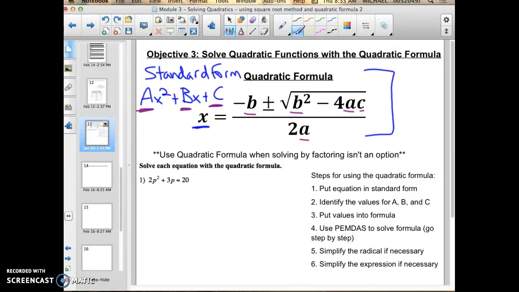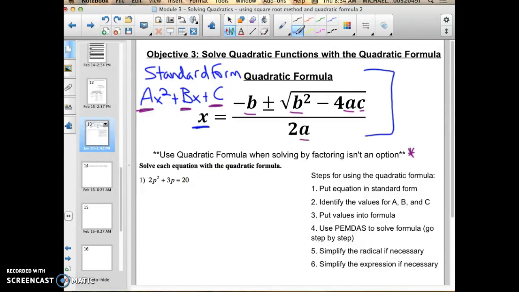Now, what's special about the quadratic formula is that you can use it when solving by factoring isn't an option, and also when solving by taking the square root isn't an option. It's important to consider solving by factoring is much easier than using the quadratic formula, but it's not always an option, and also solving by taking the square root is typically easier, but again, it's not always an option. So when in doubt, on a test or on a quiz, you can always use this quadratic formula to solve a quadratic function.